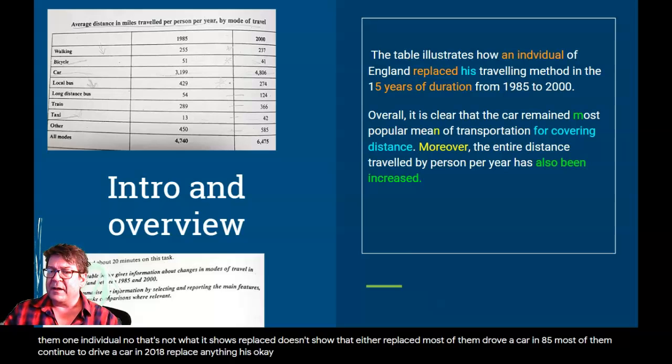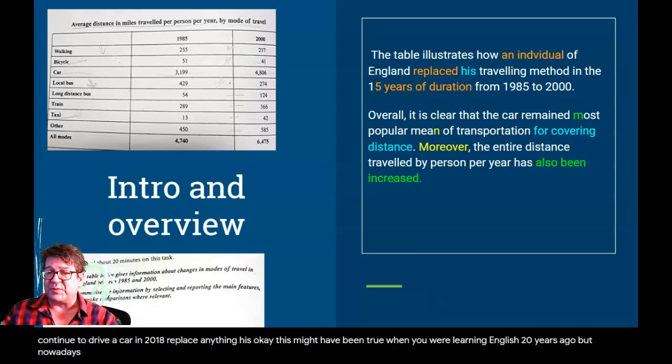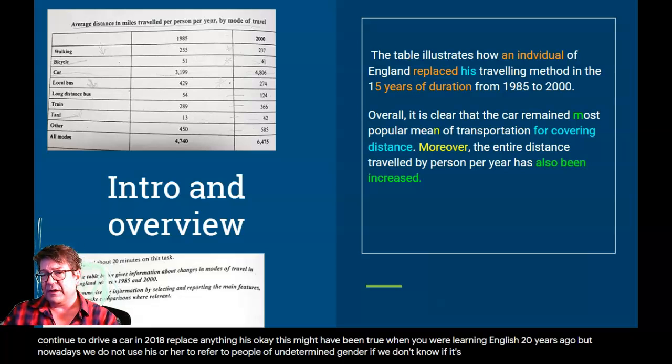His. Oh, okay. This might have been true when you were learning English 20 years ago, but nowadays we do not use his or her to refer to people of an undetermined gender. If we don't know if it's his or hers, we say their. T-H-E-I-R. Their.